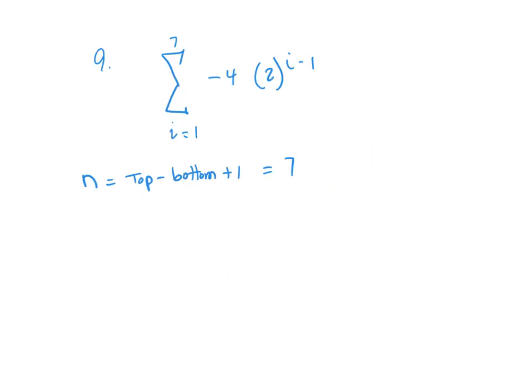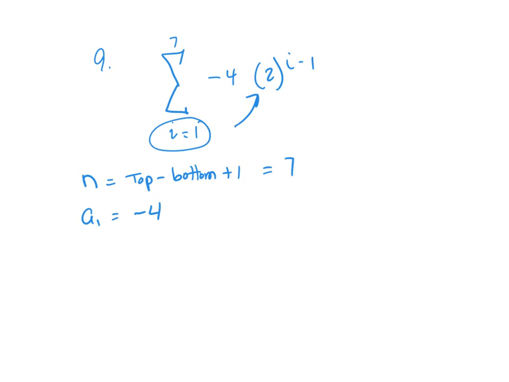So N is 7 because it's the top number minus the bottom number plus 1. To find A1, you take the bottom number and plug it into here. So 1 minus 1 is 0. 2 to the 0 is 1. So A1 is negative 4.